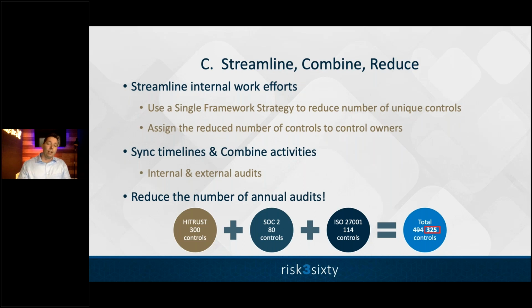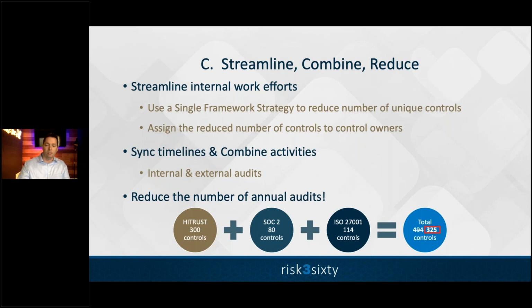If you stack SOC 2 on that and you do that the next month, you're looking at another 80 controls. And then if you do ISO 27001 the next quarter, that's another 114 controls. But the irony here is that there's a lot of overlap among these three, and they can be done as a single audit. So when you do that, your net number of controls can be reduced.